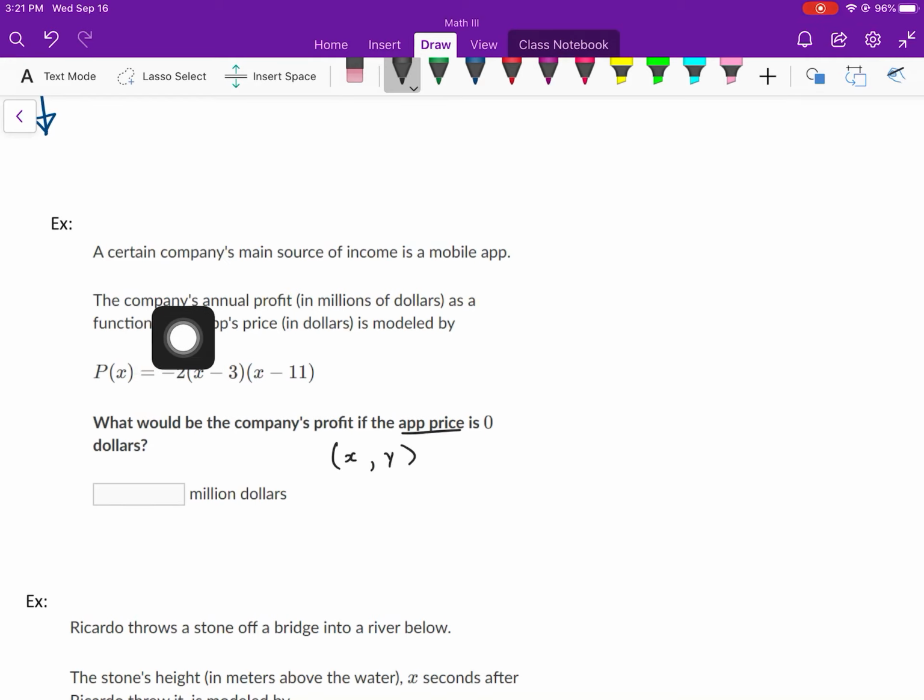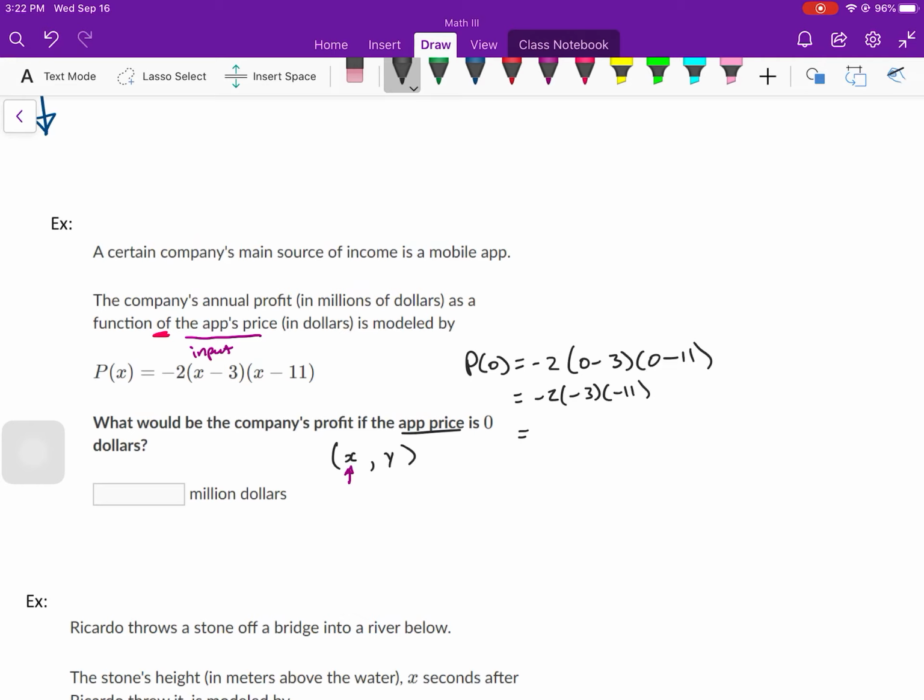So it says the company's annual profit as a function of the app's price. So of, the thing that follows the word of is usually the input value. So the app price is the x. So if the x value is 0, this is really the same question. So P of 0 is -2 times 0 minus 3 times 0 minus 11. And that does make sense. It would be that initial price. So that would be 66, I think negative 66, if I did that right.